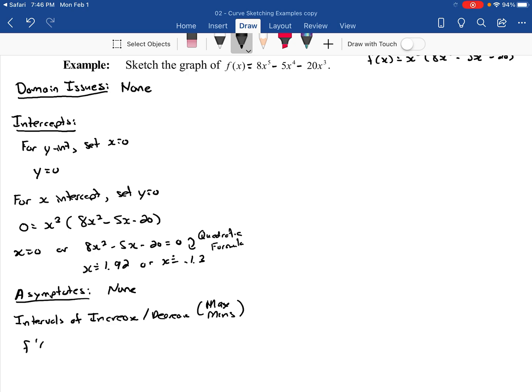F prime. So f prime here, I get 40x to the 4th minus 20x cubed minus 60x squared. And so I'm going to factor that immediately. You're going to find that all the time. As soon as you get a function you want to do some work with here, you're immediately going to switch over to factoring. So I get 20x squared, and so that's 2x squared minus x minus 3.